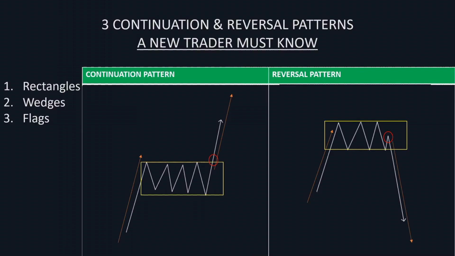Here is what you do. Draw your rectangle around the consolidation. If the price breaks below, you're looking to sell. It's that simple. Remember, the breakout direction is what tells you if it's a continuation or a reversal.